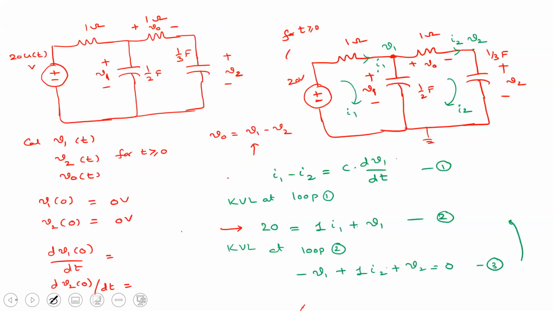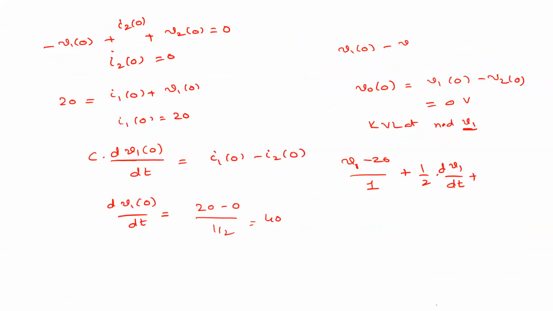It is a bit confusing for me. This is V1, right? Yes, sir. So then 20 minus V1 will be now. No, V1 minus 20 only, right? By 1, plus 1 by 2 into dV1 by dt. It's V1 minus V2. So what else do you have? V1 minus V2, which is equal to 0.